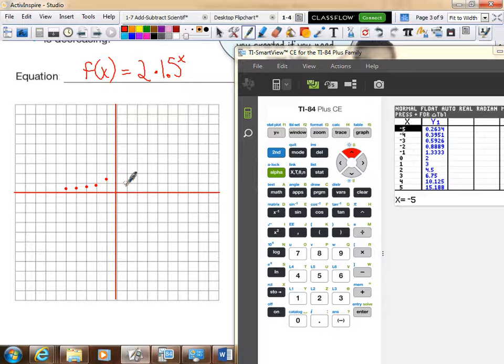0, 2. 1, 3, 2 and 4.5, 3 and 6.75, so 1, 2, 3, 4, 5, 6. Okay, and we kind of have enough points right now that we can draw a reasonable curve. Oh, I missed it a little bit there. You can draw a reasonable curve.